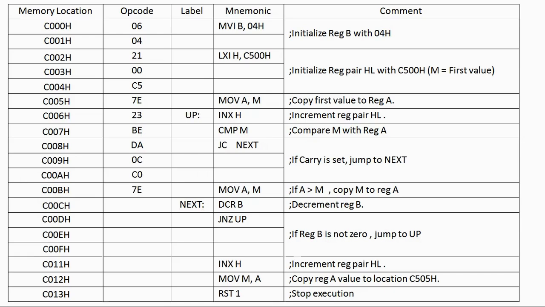Next operation code for the move A, M is 7E. Operation code for the DCR C, that is 05. For JNZ, again the JNZ up is there. So in place of up, we consider the address of the up, that is C006. So first we'll write 06 and then C0. Next is the INX H. Operation code for the INX H is 23. Move M, A is 77 and RST1 is CF. So once this operation code table is ready, after that we can start the execution.